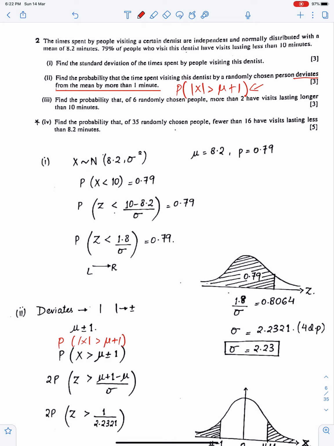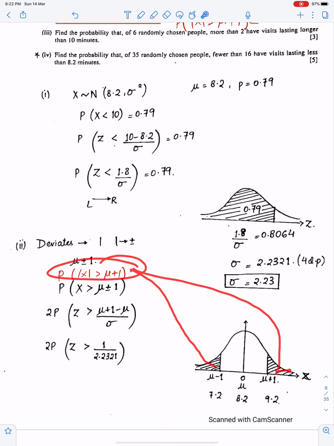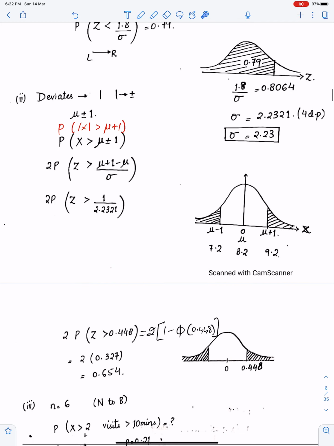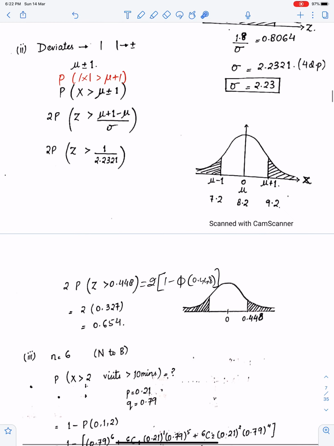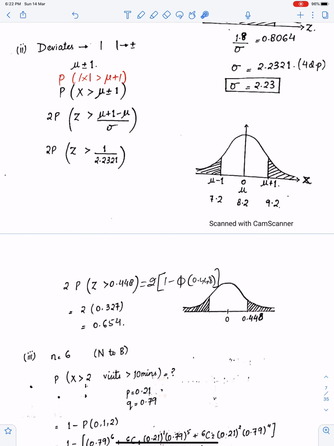When you simplify this modulus, you'll get this thing. Basically you need this area and this area. So first, just get this area. This is 1 minus 5 and multiply this answer by 2 to get the final answer. This means these 2 areas. So just find this area and multiply this answer by 2. This will be 0.448 and this will become 1 minus 5 and the final answer is 0.654.